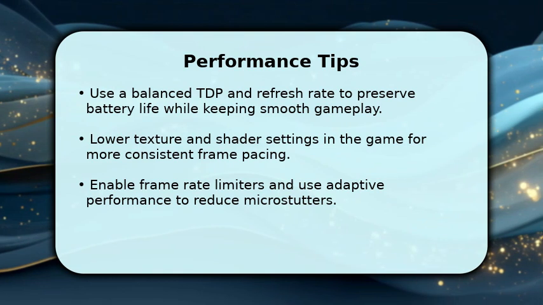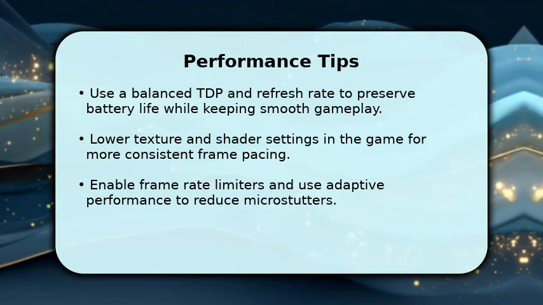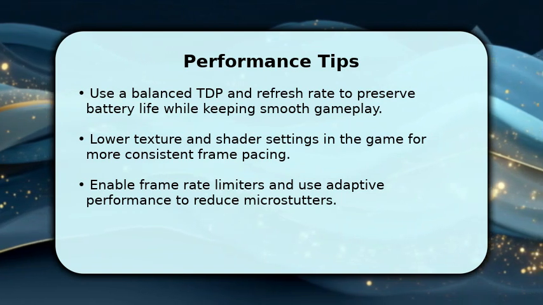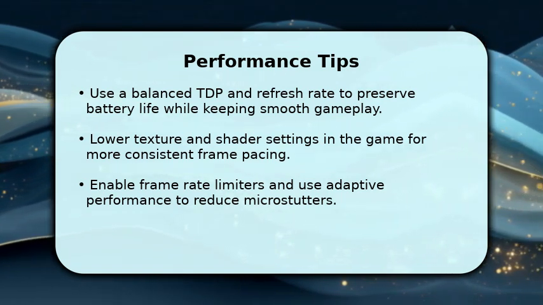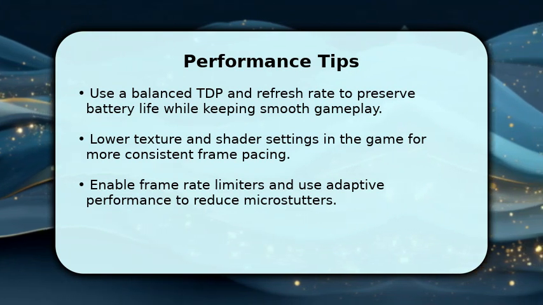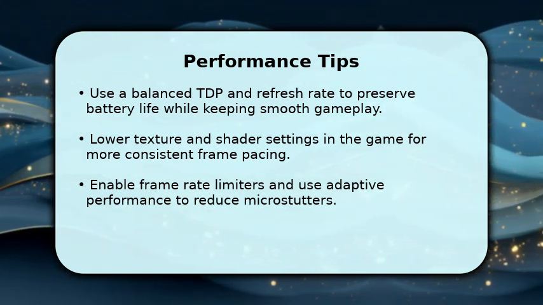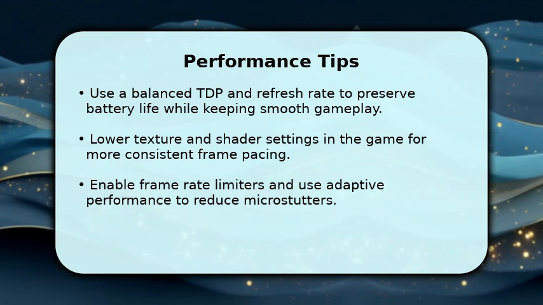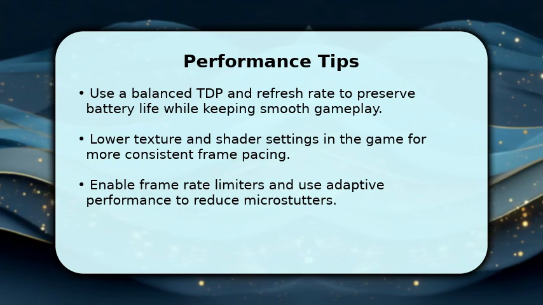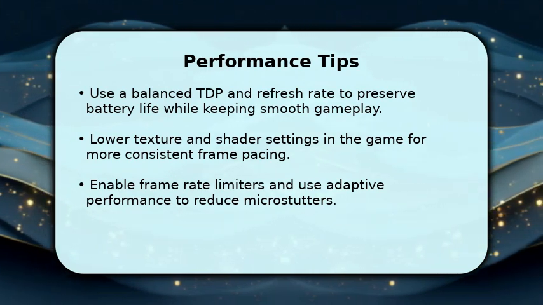Adjust the deck's power profile by lowering TDP and capping frame rates for longer sessions. Reduce in-game graphics like textures and shadows to improve stability without losing card clarity. Close background apps and set Steam OS to performance mode only when necessary. Monitor temperatures and tweak fan curve if you experience thermal throttling during extended play sessions.